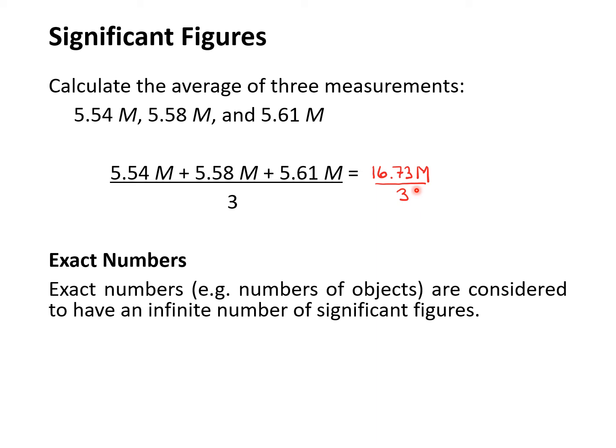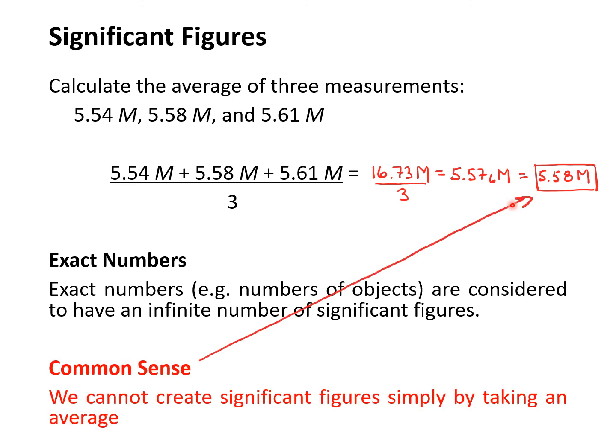So the question is, when we divide this by 3, do we get 3 significant figures or 4 significant figures as shown up here? And the answer is we only have 3 significant figures. So our answer is 5.576 molar, which we then round to 5.58 molar. The reason we only have 3 significant figures is that we also have to use common sense. We cannot create significant figures simply by taking an average. Our concentrations all started with 3 significant figures, so the average should also have 3 significant figures.